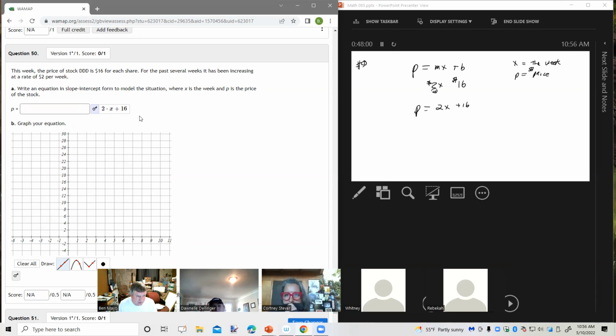Okay, 2x plus 16. Now to graph this thing, we're going to start at 16, and then we're going to go up 2 and over 1. Now, the scale on the vertical axis is every 2 units. On the horizontal axis, it's 1. So to go up 2 and over 1 would be right there.